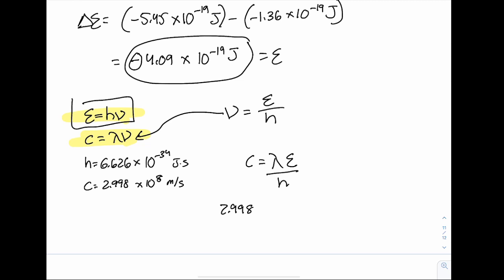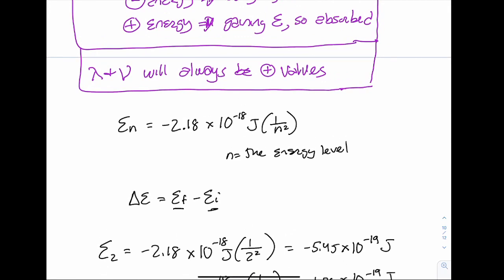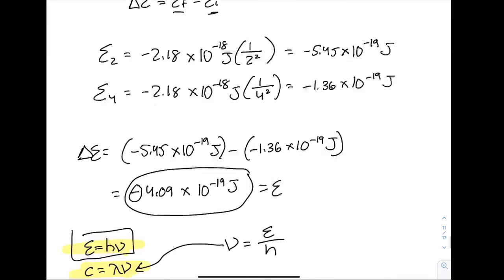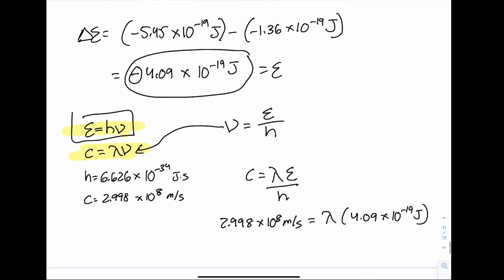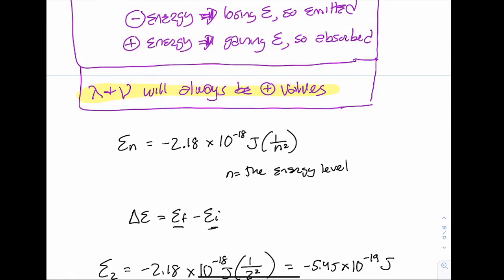So 2.998 times 10 to the 8th meters per second, that's C. That's equal to my wavelength, which is my unknown, multiplied by my energy. Note that I'm dropping that negative sign, right? The negative is not the value of my energy. It's the direction, and we're not going to plug in our direction. Also, if we go back up to this statement, wavelength and frequency always need to be positive values. If I included that negative sign when I plugged it in, it would come out negative. I can't have a negative wavelength. So even if you forgot to drop the negative, when you get your answer, drop the negative. Otherwise, it makes no sense, right? Wavelength and frequency are always going to be positive.